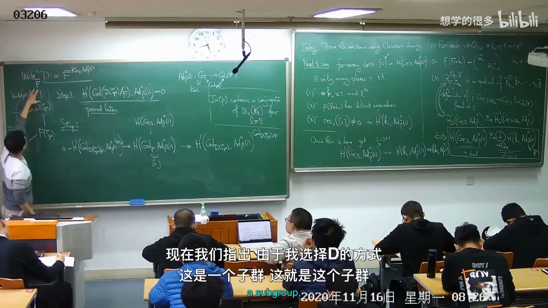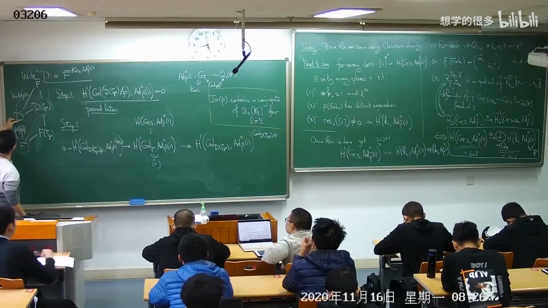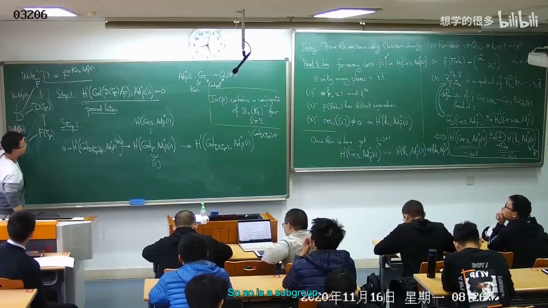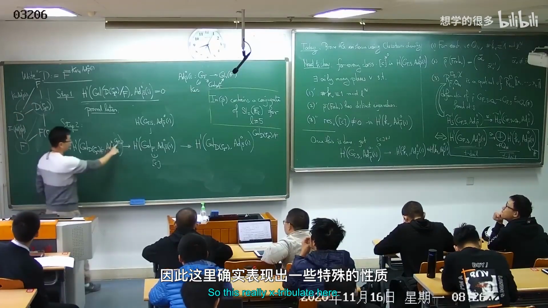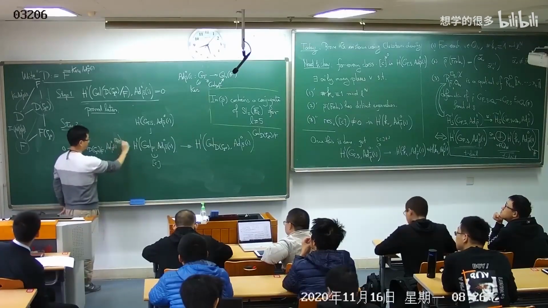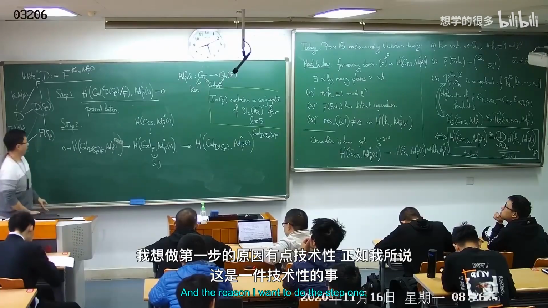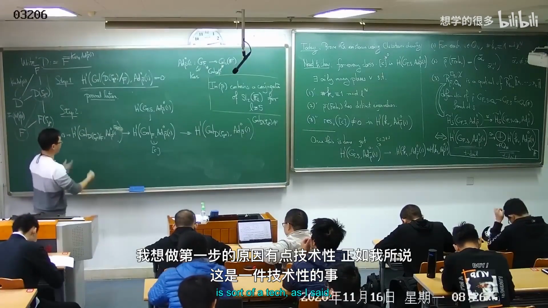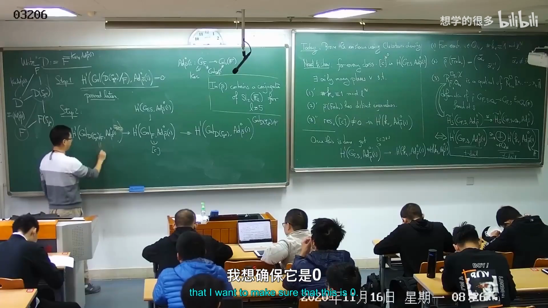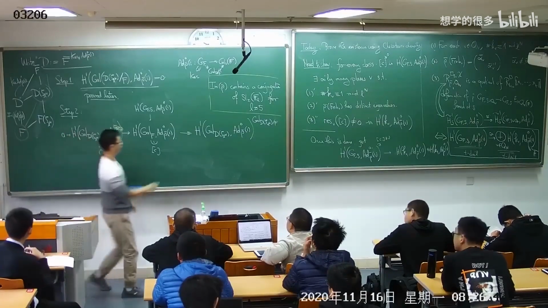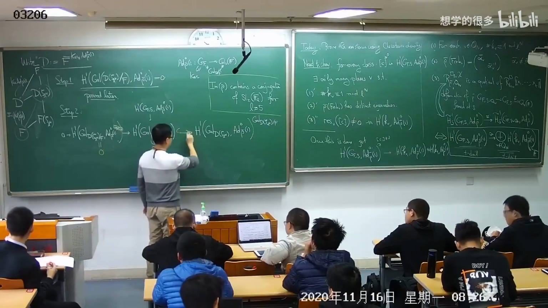So this subgroup is a subgroup of this one. And the Galois group of this D acts trivially on this representation. So it's a subgroup, and it really acts trivially here, so I don't have to write this, because this action is trivial. And the reason I want to do step 1 is, as I said, a technical thing: I want to make sure that this is 0. So that this map, let's say I want this map to be injective.